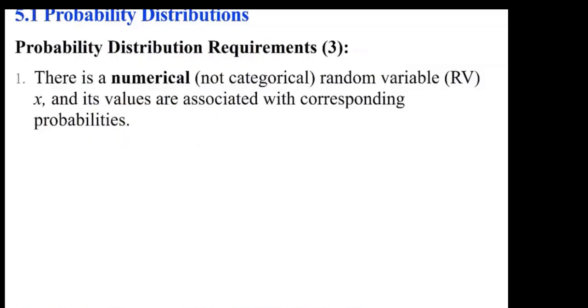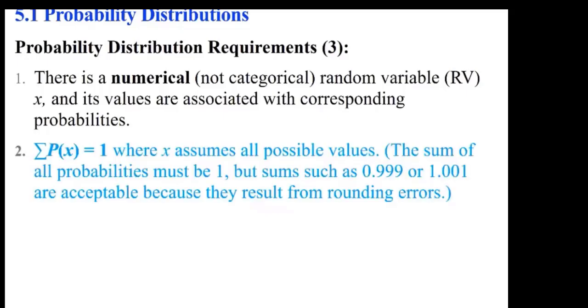So there are three requirements for a probability distribution to work. Number one, there is a numerical, not categorical, random variable X, and its values are associated with corresponding probabilities. The next one, the sum of the probabilities is equal to 1, where X assumes all possible values. The sum of all probabilities must be 1, but some such as 0.999 or 1.001 are acceptable because they result from rounding errors.